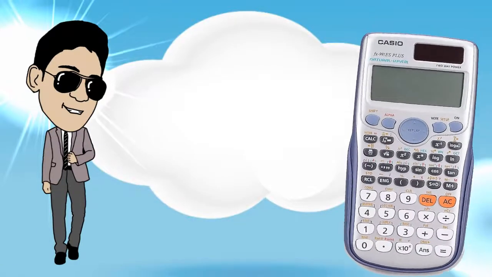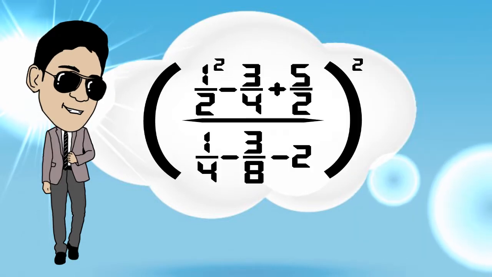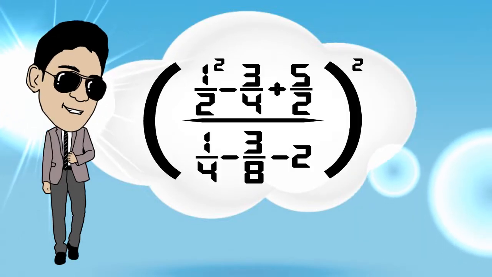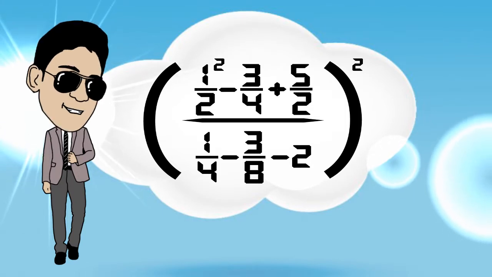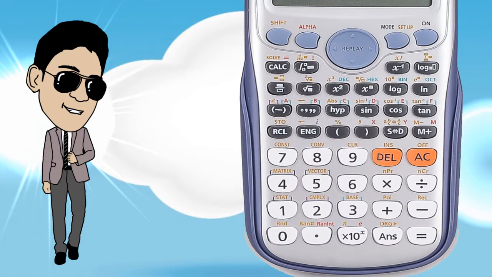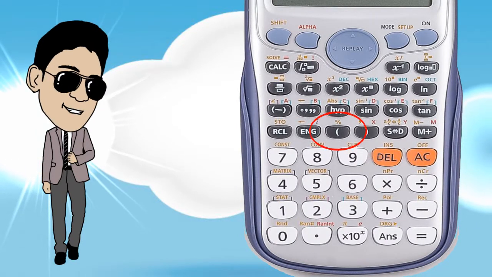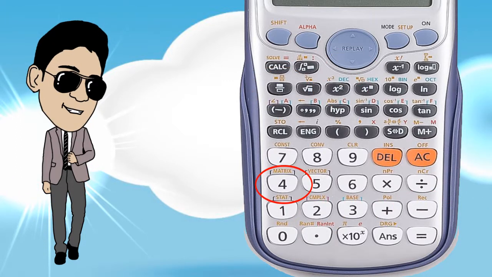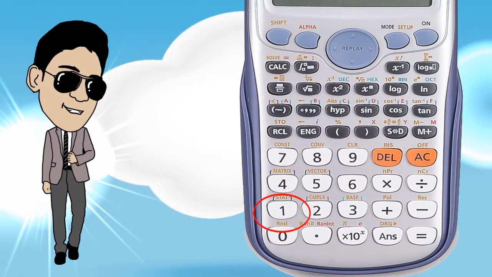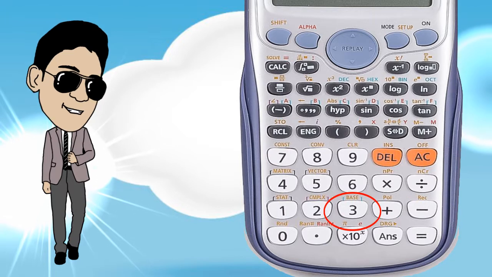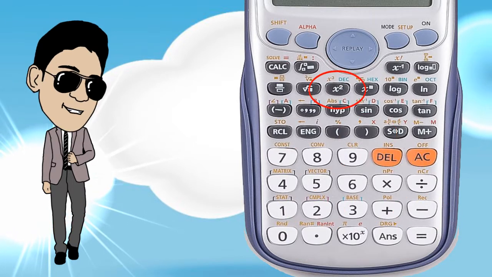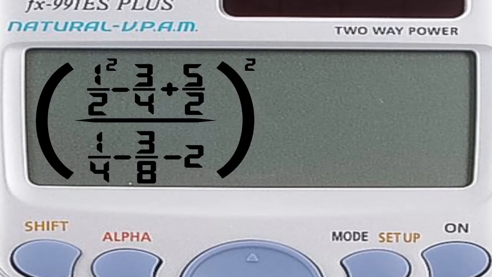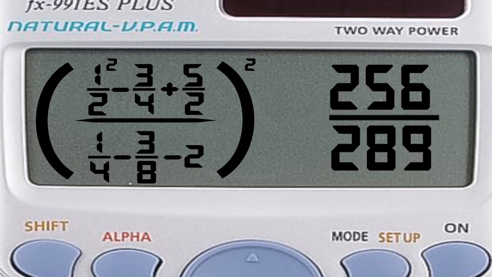So I will give you a complex example. Here's the given: the quantity of 1/2 squared minus 3/4 plus 5 over 2, all over 1/4 minus 3/8 minus 2 squared. All you have to do is input the given values in the calculator. So, the quantity 1 over 2 squared minus 3/4 plus 5 over 2, all over 1/4 minus 3 over 8 minus 2 squared. Here, it is important that you know how to use the grouping symbols. If not, you may come up with a wrong answer or the calculator will show a syntax error or math error. So the answer here is 256 over 289.